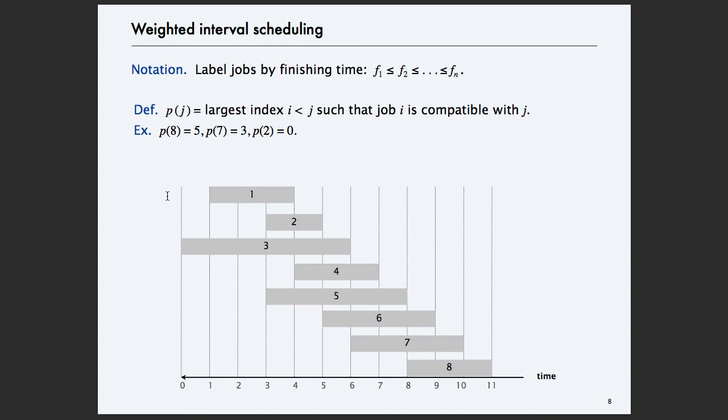For example, for job 7, what's P of 7? 3, right? Does that make sense? How can I calculate that?